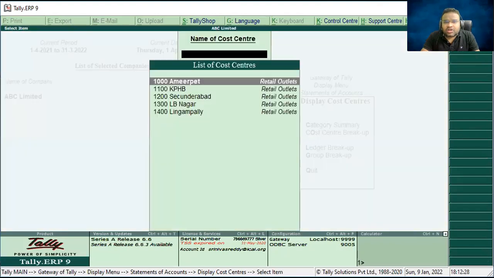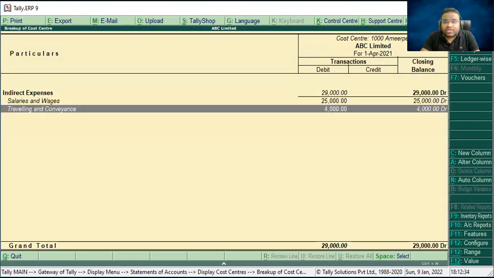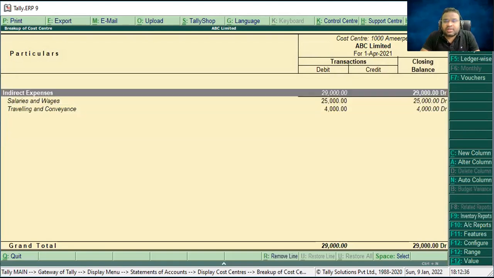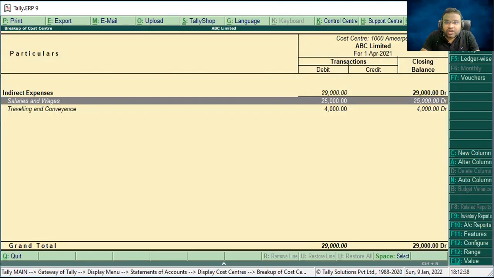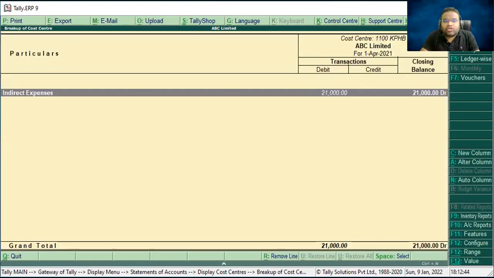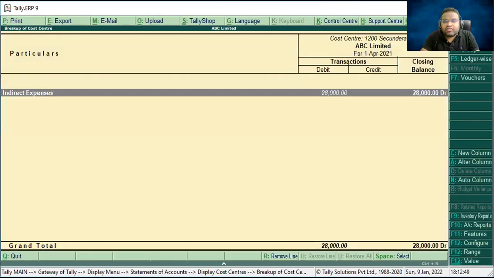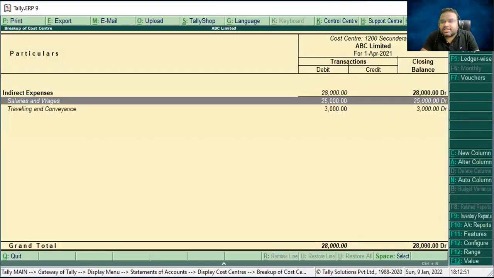Now if I want cost center wise, if I take retail outlet 1000 Amirpet, you have spent 29,000. Under which category have you spent? Under salaries and wages 25,000. Under traveling conveyance only 4,000. So there is no advertisement cost in Amirpet. If I go to KPHB, only repairs and maintenance and salaries and wages. If I go to Secunderabad, only salaries and traveling expense.